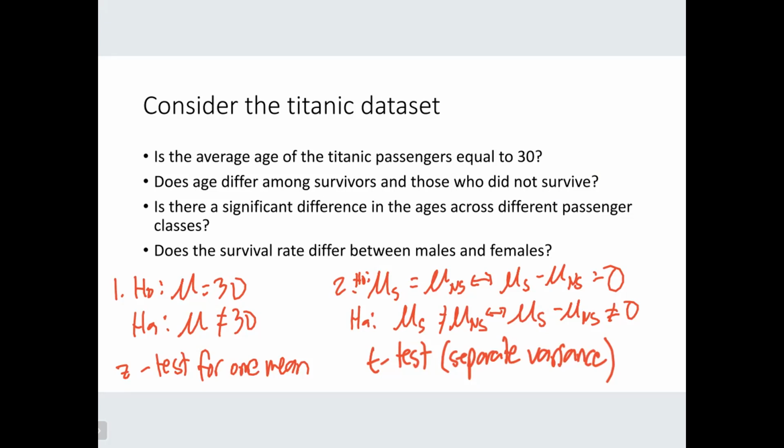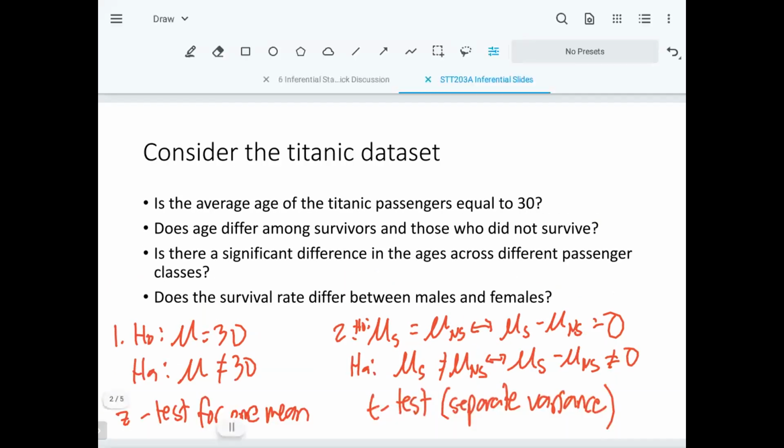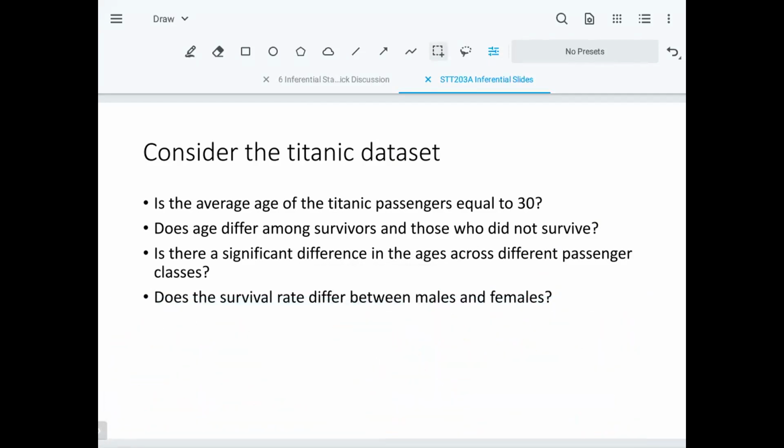So these numbers 3 and 4, they're actually part of what I let you watch or what I let you read from the independent learning week. Sana masagot na ito. Number 3, is there a significant difference in the ages across different passenger classes? So now let's answer it the same way. What will be the null and alternative hypothesis first? Anyone? And hintayin ko sa inyo yung galing.